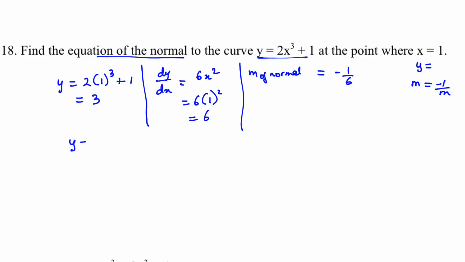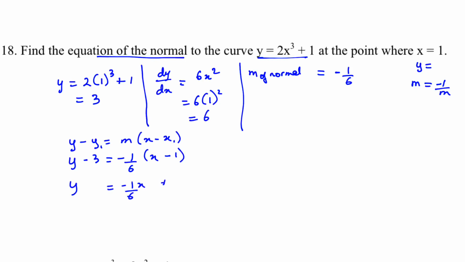Now use y minus y1 is equal to m times x minus x1, and we'll replace the y1 with 3, m with negative 1 over 6, and x1 with 1. We just have to open the brackets up. This negative 3 I'll bring to the other side. It will become positive 3. Therefore, y is equal to negative 1 over 6 x plus 19 over 6. So we have found the equation of the normal.